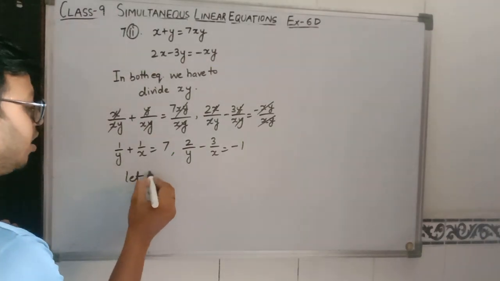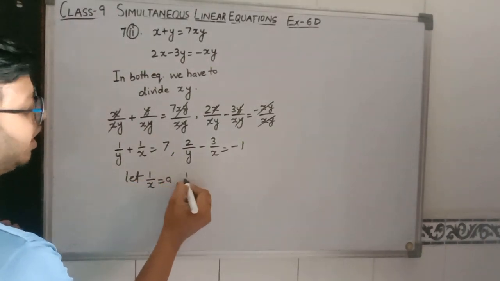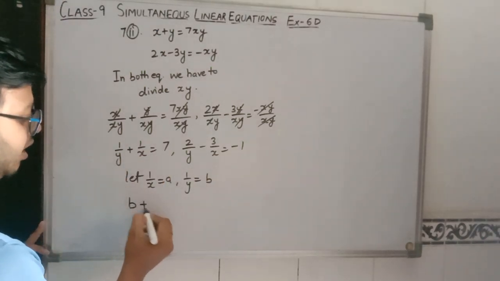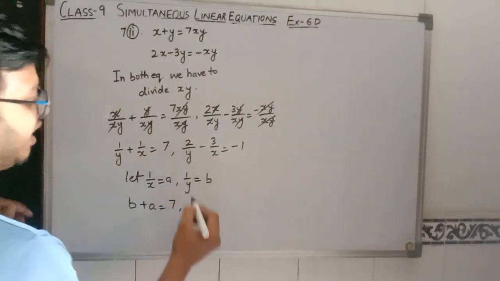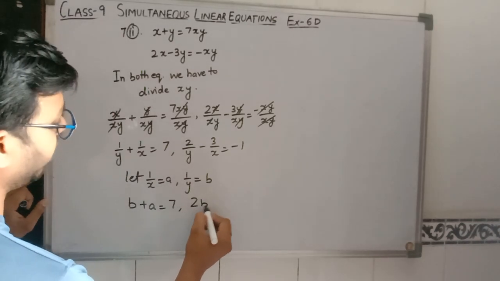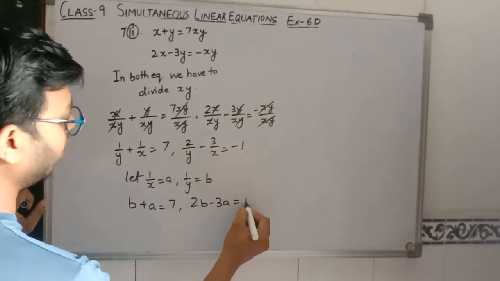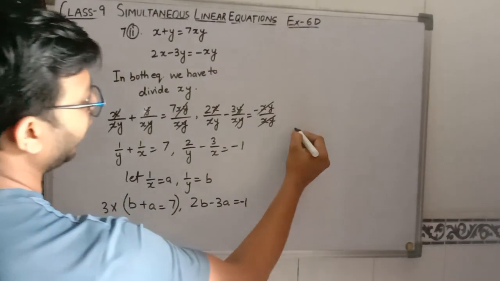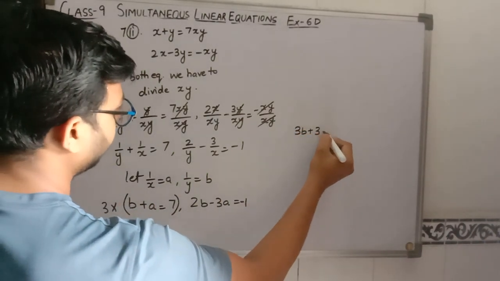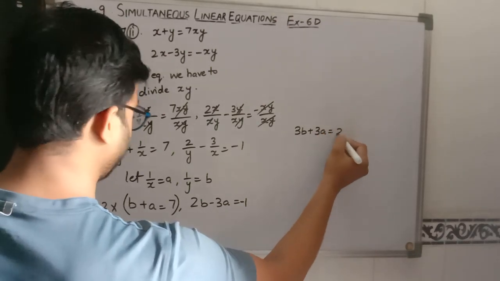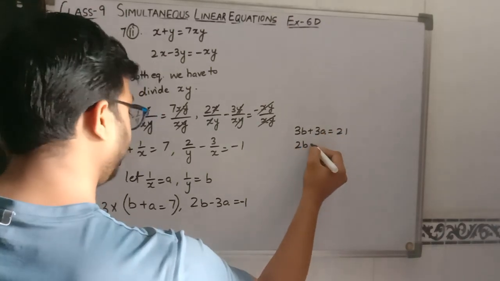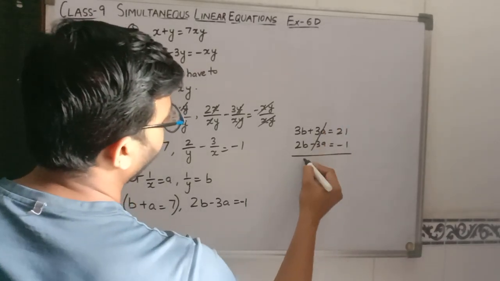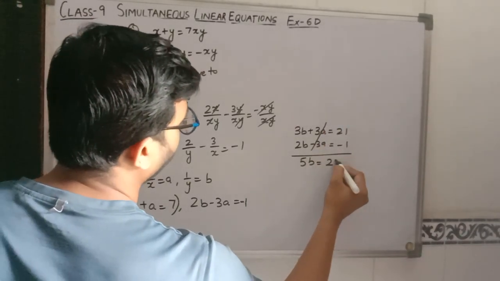Now let 1 upon x is equal to a, 1 upon y is equal to b. So the first equation will become b plus a is equal to 7 and the second equation will become 2b minus 3a is equal to minus 1. Now multiply this equation by 3. So it will become 3b plus 3a is equal to 21. After that 2b minus 3a is equal to minus 1. When you solve this, a will be cancelled. 3 plus 2 is 5b, 21 minus 1 is 20.